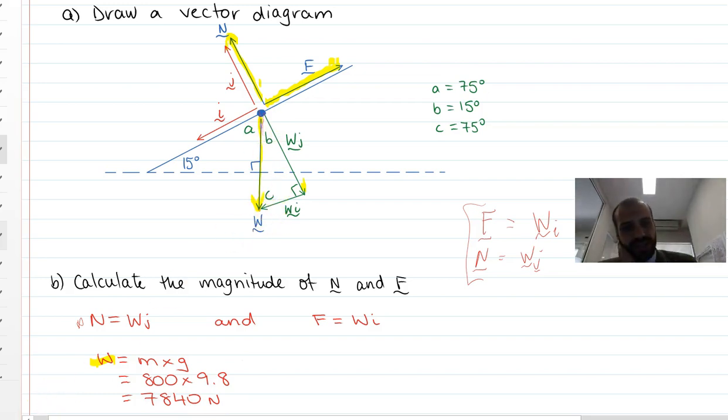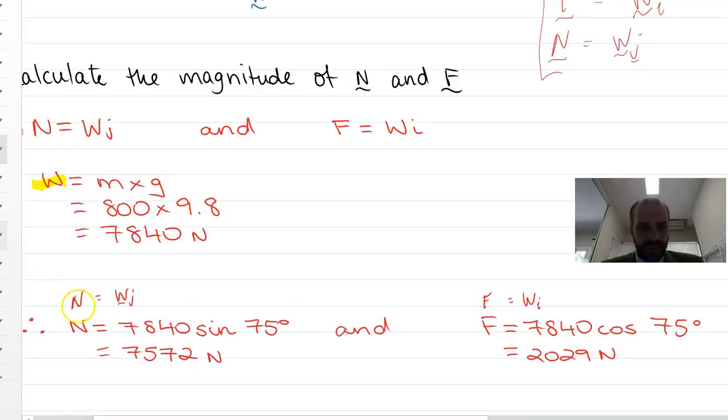At this stage, you've done this enough that you should be able to pause this video and figure out what the weight is in the J component and figure out the weight is in the I component, because you now know that the total of the weight is 7,840. Pause, try, then follow. So we remember that the normal contact force is equal to weight in the J component.